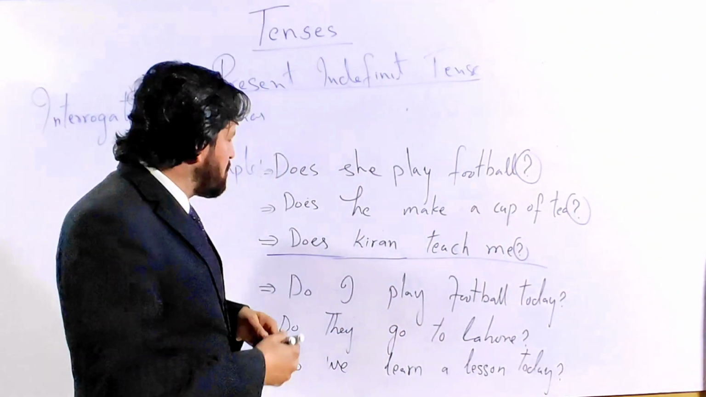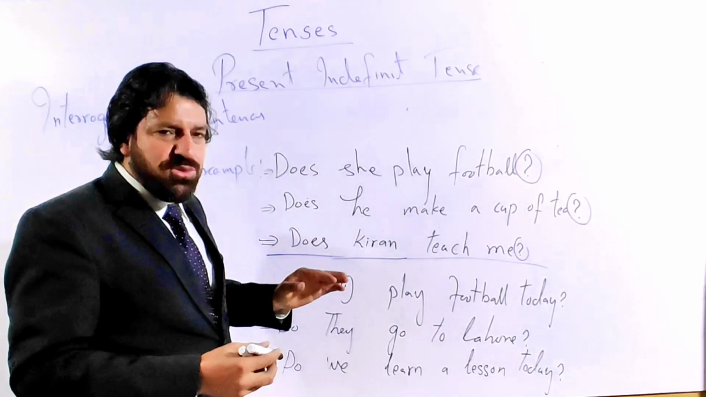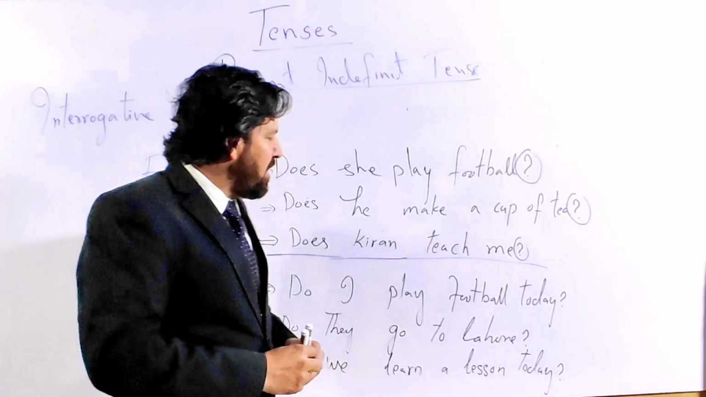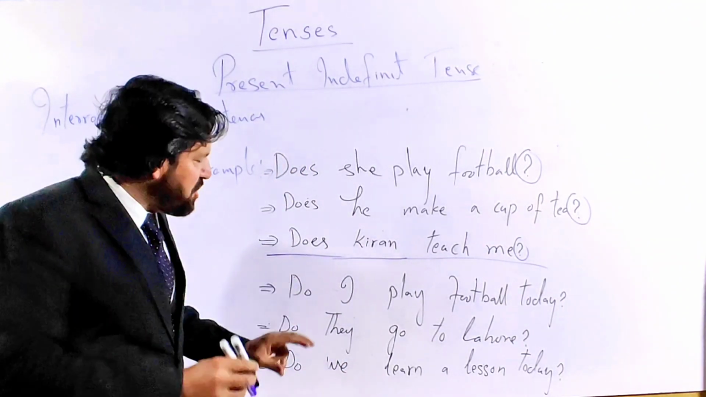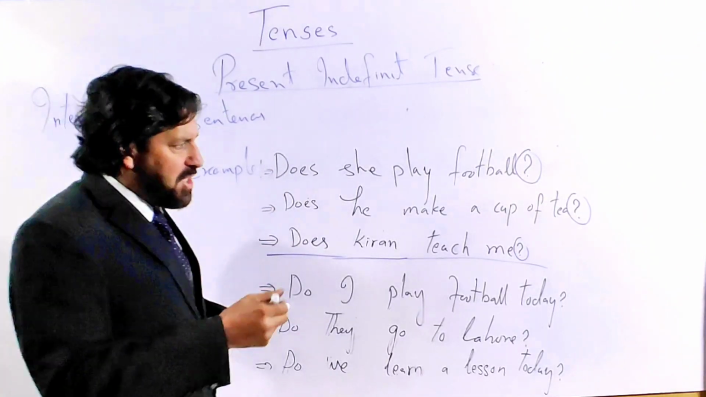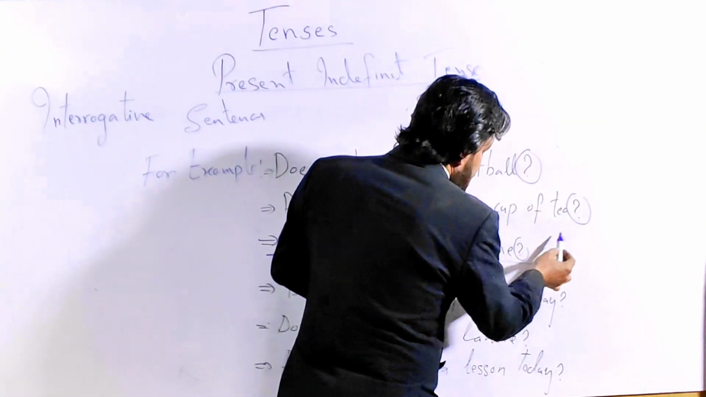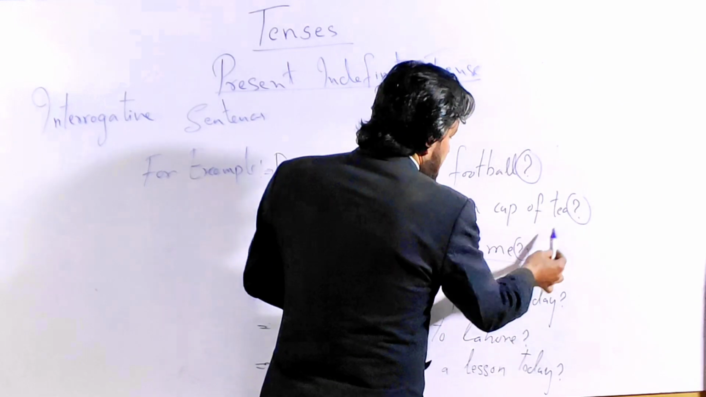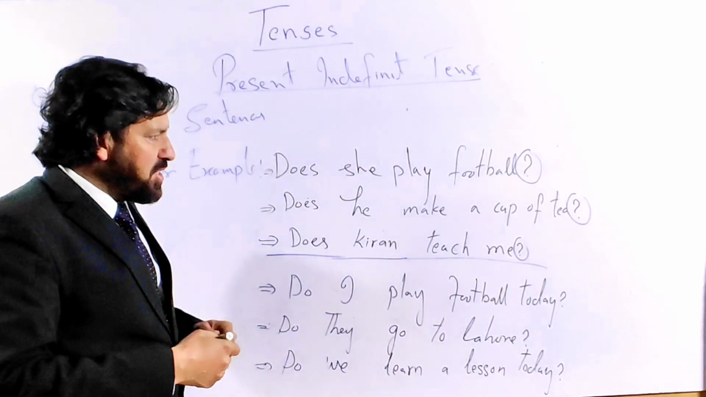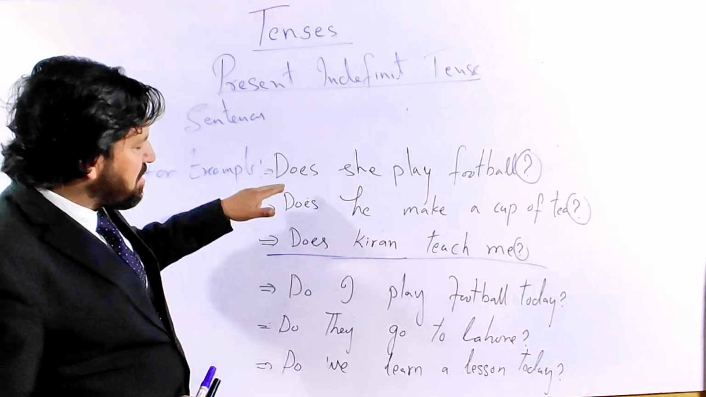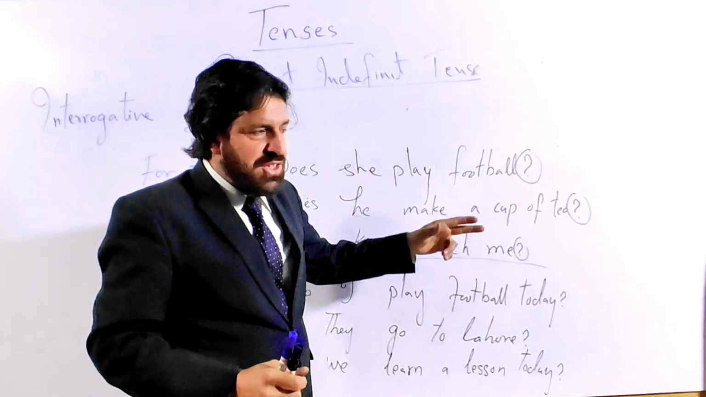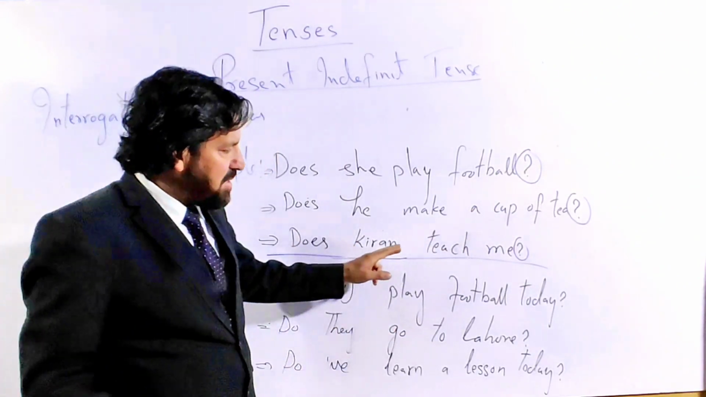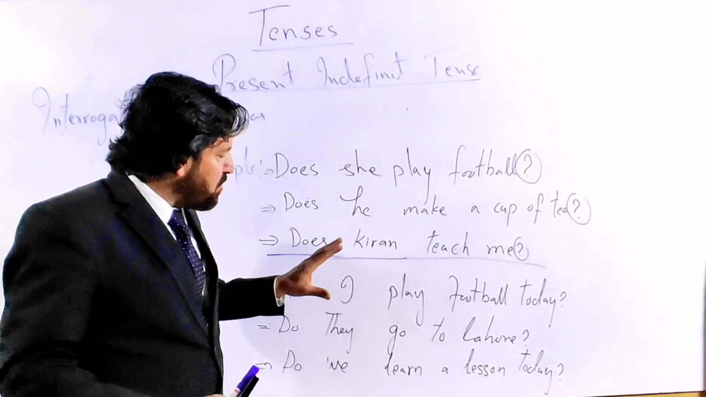So in interrogative sentences, we have to add do or does in all interrogative sentences of present indefinite tense only. All right. Do and does will be used at the beginning of your sentences, but remember the question mark you have to add at the end of your sentences. Here you do not use a full stop in interrogative sentences; you have to use a question mark at the end. All right. So here we make a sentence, right? Does she play football? Does he make a cup of tea? And does Kiran teach me? This is your interrogative sentence.